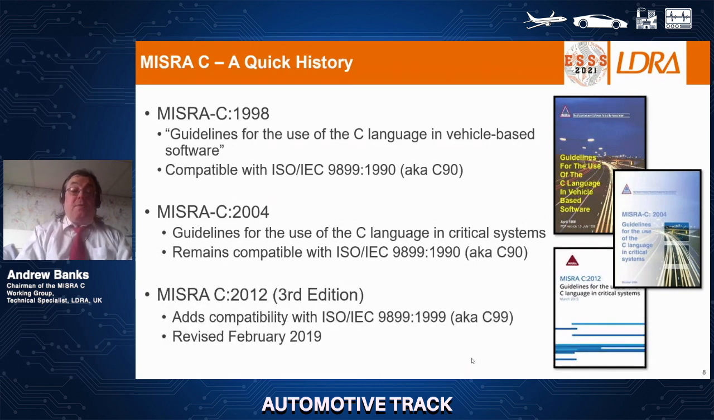And then in 2012, the third edition brought C99 into scope. And again, this is guidelines for the C language in critical systems, and this was revised a little bit in 2019.